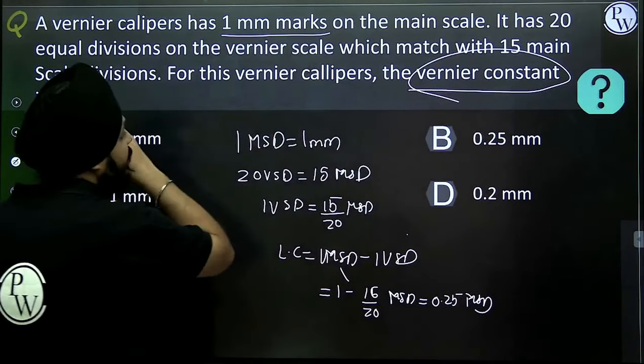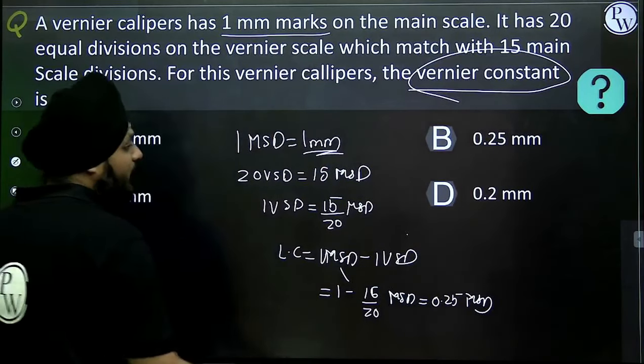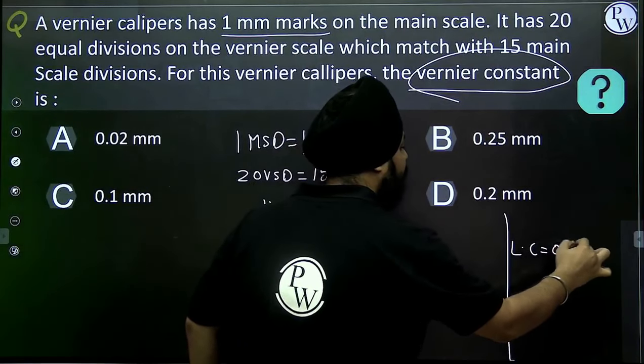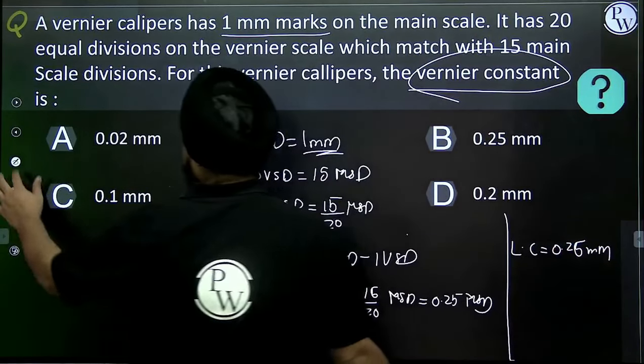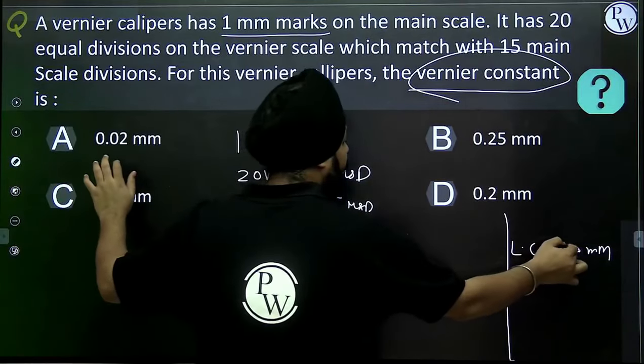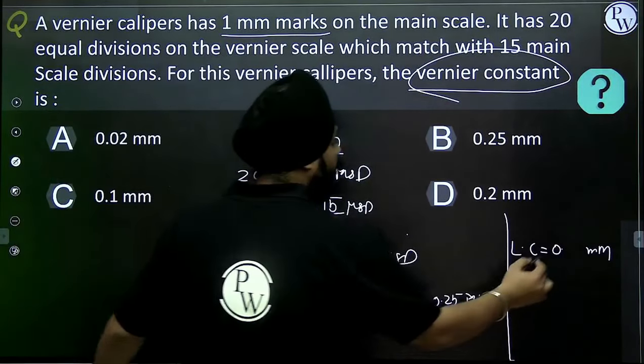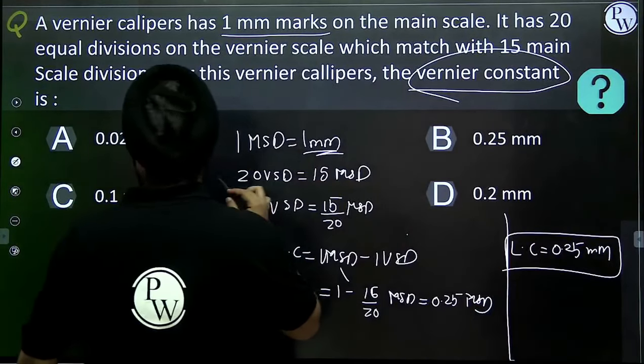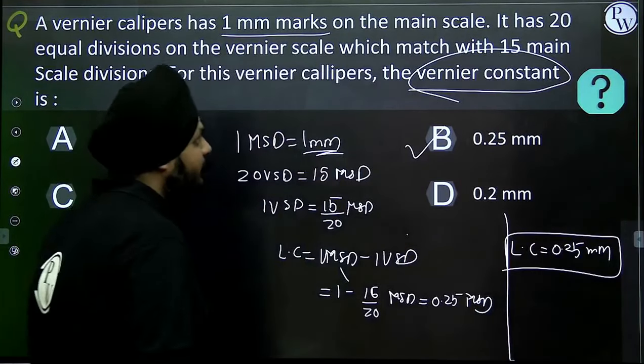Now 1 MSD is equivalent to 1 mm, right? So what will be the value of the least count? That is equal to 0.25 mm. Yes, B will be the perfect answer for this specific question.